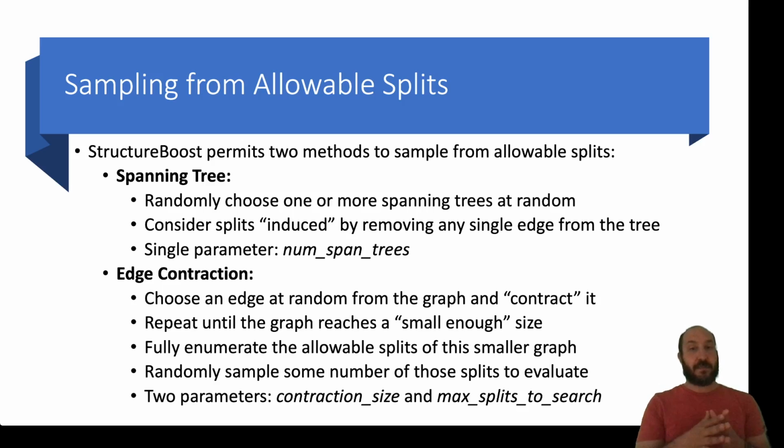And the splits of those smaller graphs map very simply to splits of the bigger graph. Once I have all of the allowable splits of the smaller graph, I can randomly sample some number of those splits to evaluate. So this method has two parameters: the contraction size, which says I'm going to contract the graph until it reaches a certain size, and then the number of splits I'm going to search. After I enumerate all the splits of that smaller contracted graph, how many of them should I actually search?